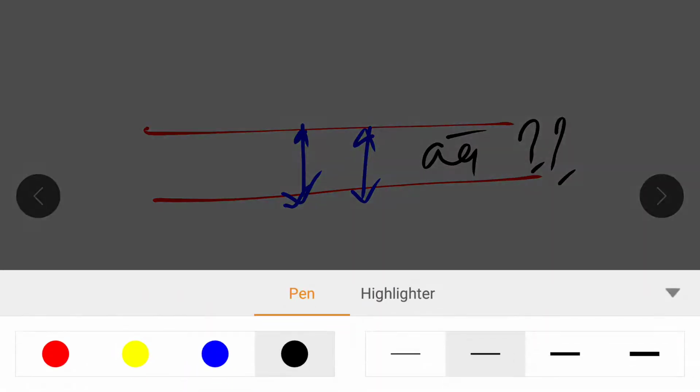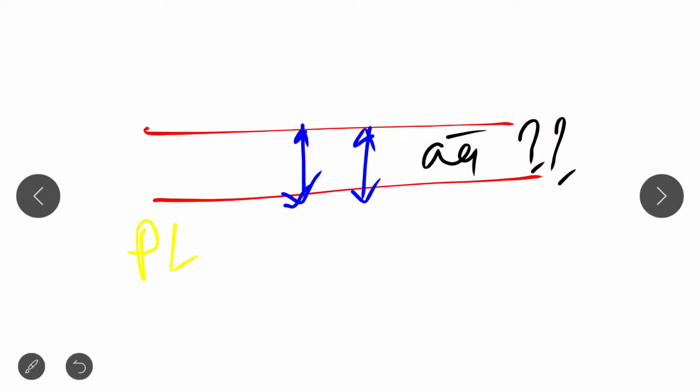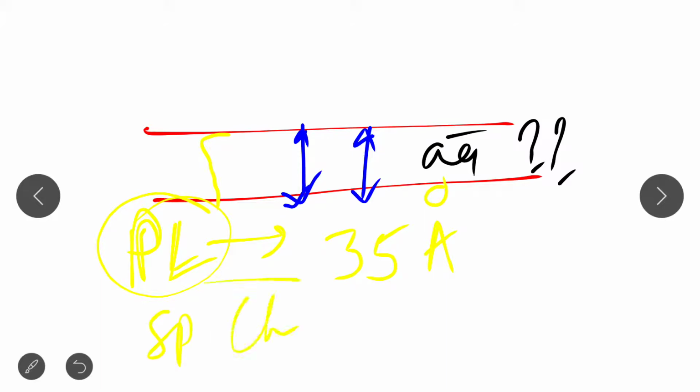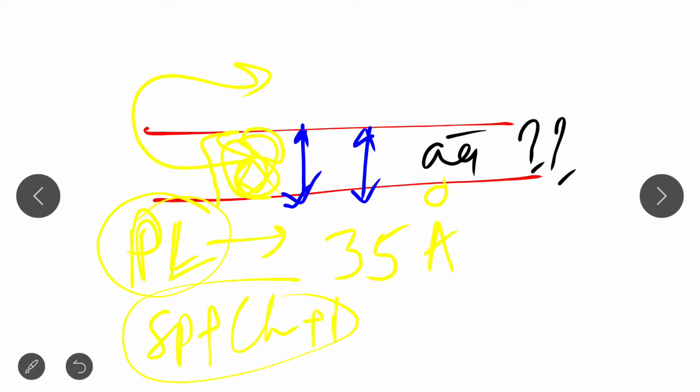As you already know, the lipid bilayer is made up of phospholipid, P for phospho, L for lipid. The major membrane is made of sphingosine, cholesterol and so on. In this phospholipid membrane, its width is about 35 angstrom. And in the case of sphingosine, cholesterol and phospholipid together, its width is about 45 angstrom, clear.